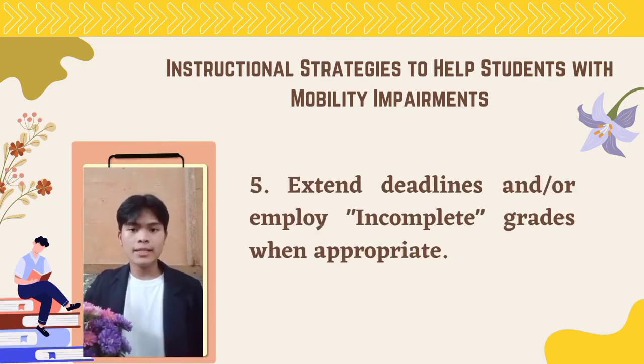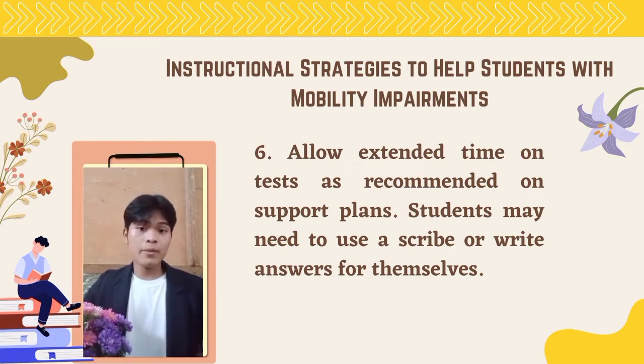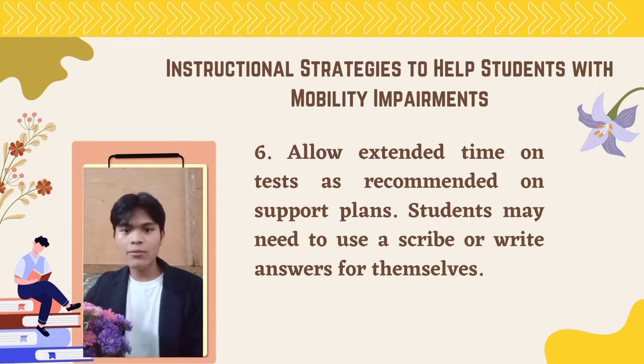Number five, extend deadlines or employ incomplete grades when appropriate. Number six, allow extended time on tasks as recommended on support plans. Students may need to use a scribe or write answers for themselves. Why? If a student is slow in writing due to an impairment or disability, you must, of course, give them more time to complete the exam.